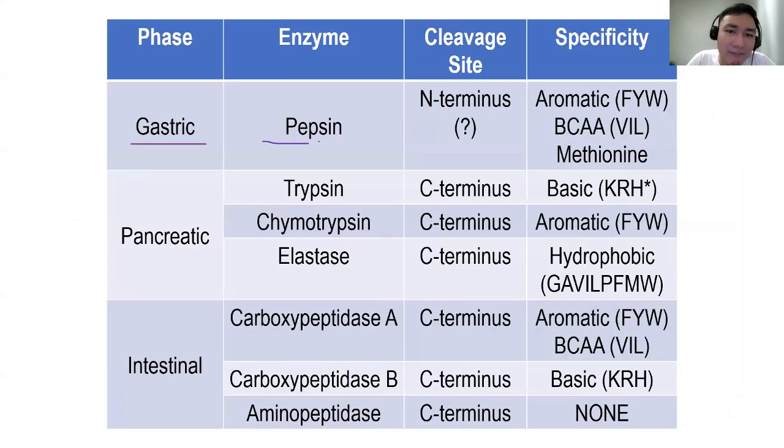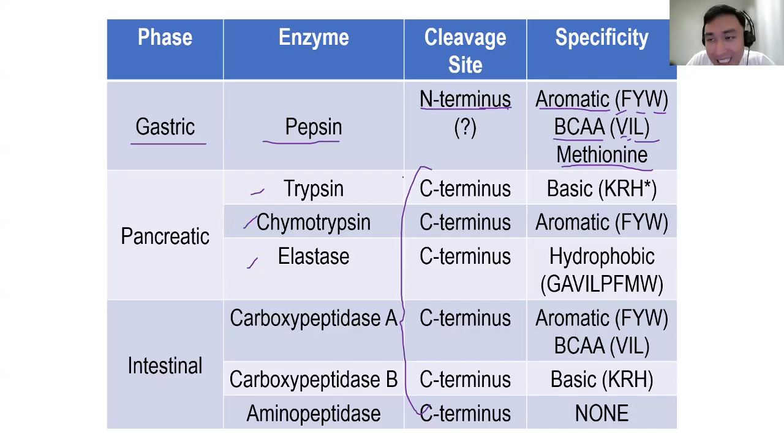So, ito yung summary. So, in the gastric phase, you have pepsin, and it cleaves. Sabi sa lecture, it's in the N-terminus. However, sa sources, sa mga libro, and sa mga nahanap ko in the journals, it's in the C-terminus din. Actually, dapat lahat sila C-terminus. I don't know. Pero, ito yung sabi ni Dr. N-terminus. So, ang specificity niya is aromatic amino acids. Aromatic, di ba yung may mga benzene rings? Phenylalanine, tyrosine, hydroxylated phenylalanine lang yung tyrosine, di ba? And your tryptophan, indole ring. Your branch chain amino acids, valine, isoleucine, and leucine, and your methionine. Okay, in the pancreatic phase, you have trypsin, chymotrypsin, and elastase.